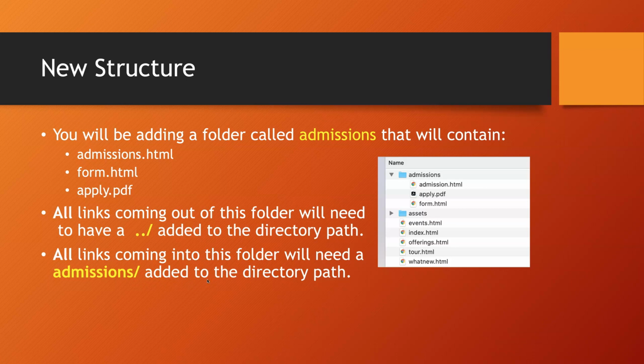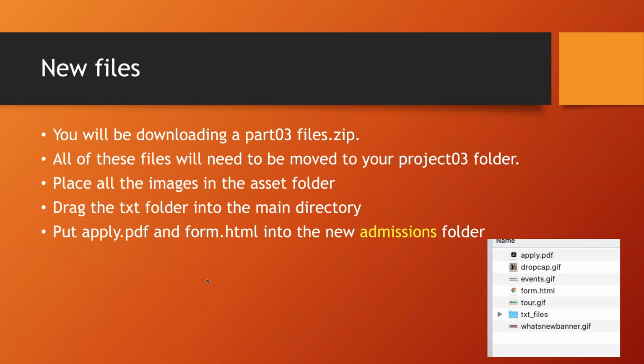It will take a little bit of concentration, but I will give you a couple of quick demos of how this process works, of course, with some other files. The new files, when you download from the Blackboard website, you will get a folder called part3files.zip. All the files will need to be moved into the Project 3 folder. Don't leave them on the desktop or in the download folder.